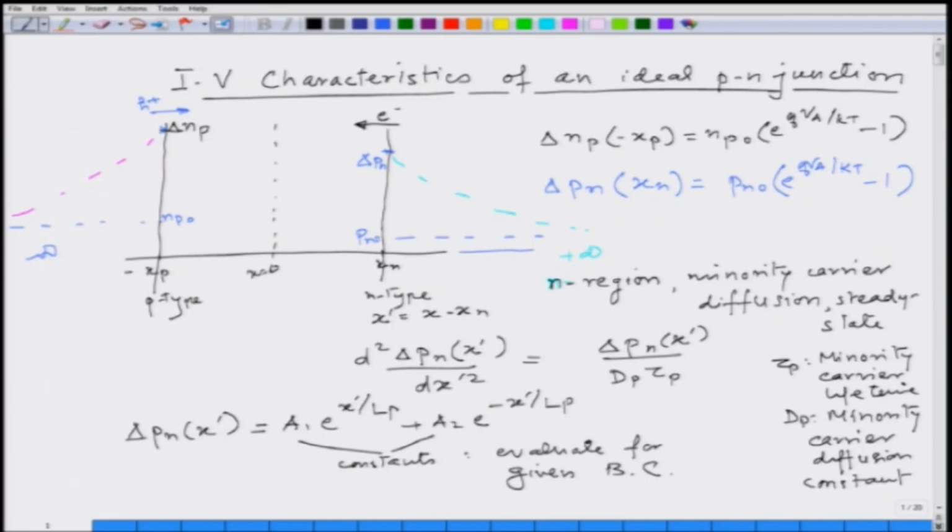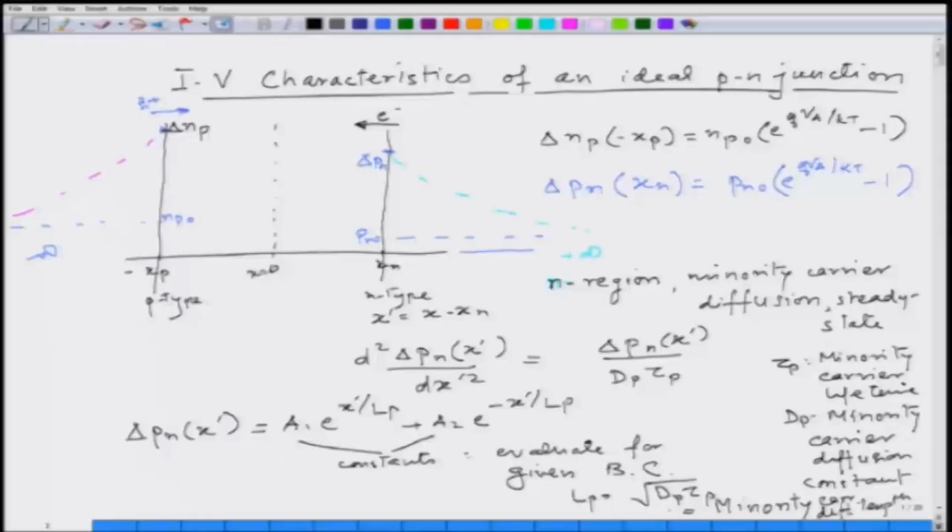And what was L p? L p is nothing but the square root of D p tau p, and this is also generally given a name. This is called the minority carrier diffusion length. So, basically what it is saying is that L p is a product of the diffusion constant and lifetime of the minority carrier. It gives you the average distance the minority carriers can move in a material. That is what L p signifies in a diffusion problem.